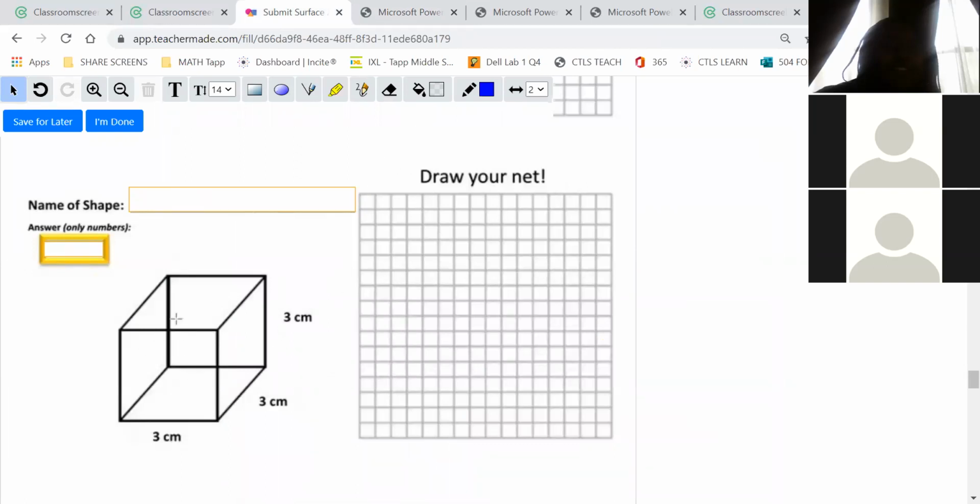So I see that for this cube, the face is 3 centimeters by 3 centimeters. So on my grid here, I'm going to select 3 by 3. And again, you're drawing this, it's not going to be perfect, but I want you to stay calm. It will be okay.